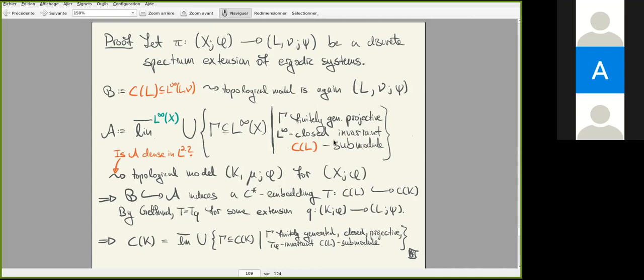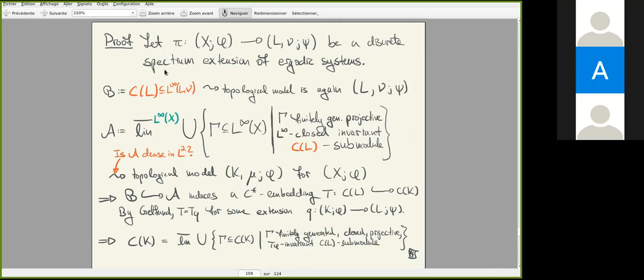Here you get a C of L. And why is this bad? This is bad because you know that there are many L infinity of Y submodules in an extension with a discrete spectrum. But you don't know whether there are any C of L submodules, because C of L is much smaller than L infinity of L nu.